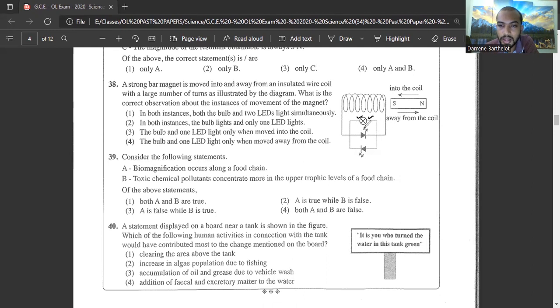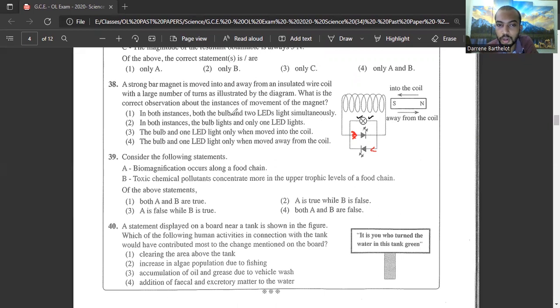So if you take this LED that is on the upper part, when the current is moving in this clockwise direction, this LED will be lighted up. But the LED which is at the bottom will not be lighted up. Why? Because that is blocked and the diode is not working. So at one instance, the bulb and one LED will be lighted up. At the other instance, the bulb and the other LED will be lighted up. That means the bottom LED will be lighted up when the current is moving in the anti-clockwise direction, but not the upper one. So let's discuss the answers.